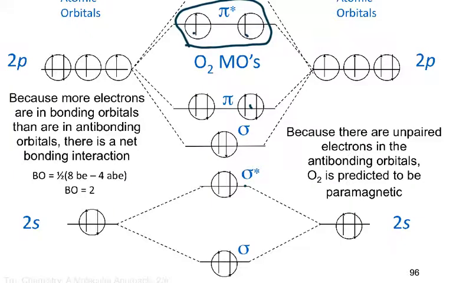the paramagnetic behavior. Then, to calculate bond order, you take 1/2 times your bonding electrons minus your antibonding electrons. So we have 1, 2, 3, 4, 5, 6, 7, 8 bonding electrons, and 1, 2, 3, 4 antibonding, which gets us a bond order of 2, or the double bond that we see in dioxygen.